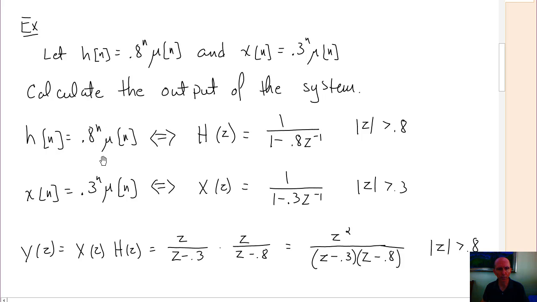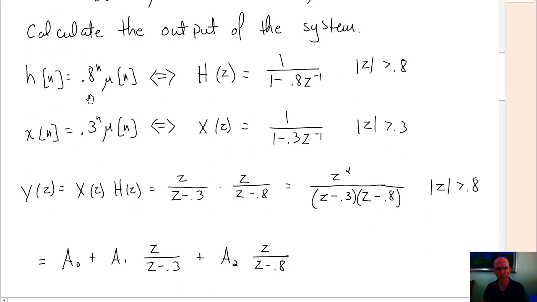So we take the z-transform of h of n, we get H of z. Now both of these are relatively easy. We've done this before, right? This has the form a to the n mu n. So we can write the transforms directly with their regions of convergence, right? For h of n, the region of convergence is magnitude of z greater than 0.8. For x of n, it's magnitude of z greater than 0.3.